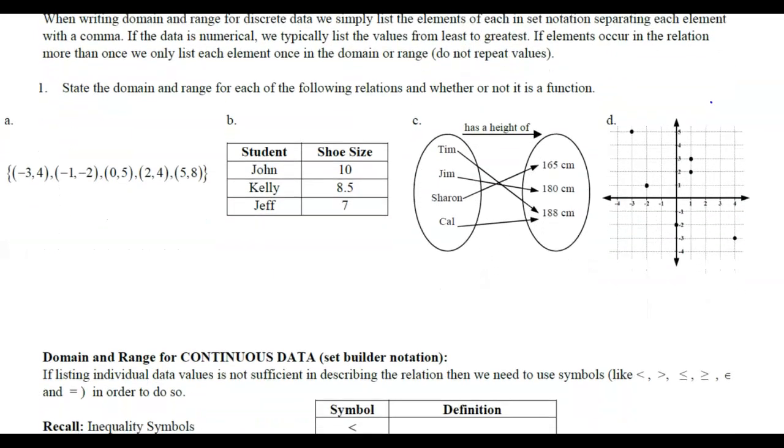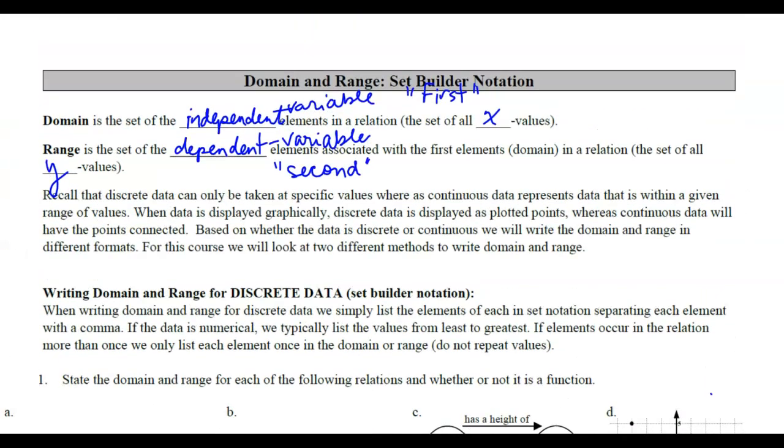Now, another way of thinking about domain and range, think about X and Y. What comes first in the alphabet? X. Okay, think of D and R. What comes first in the alphabet? D. So D goes with X, right? Domain are the X values, range are the Y values. Sometimes students get them mixed up.